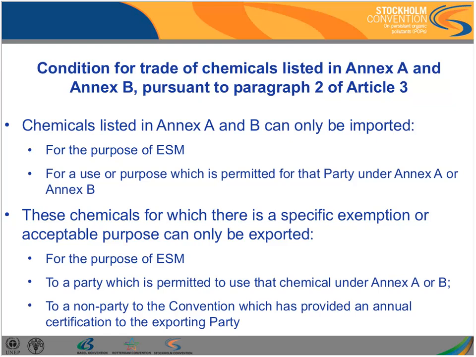These chemicals for which there is a specific exemption or acceptable purpose can only be exported for the purpose of environmentally sound disposal, to a party which is permitted to use that chemical under Annex A or B, or to a non-party to the convention which has provided an annual certification to the exporting party. I would like to provide further information about what a non-party to the convention which has provided an annual certification means.